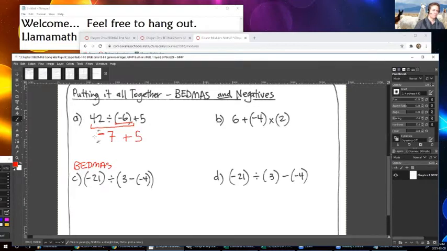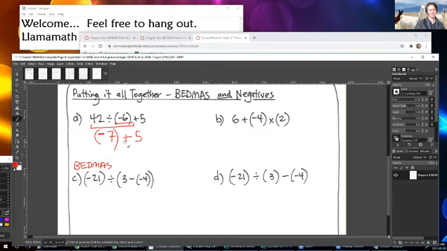Now I'm going to just put it in brackets because it's a -7. So we're doing brackets, but this is just a number inside of the brackets, so you can sort of ignore that. Exponents, there's nothing, no division, no multiplication, addition.